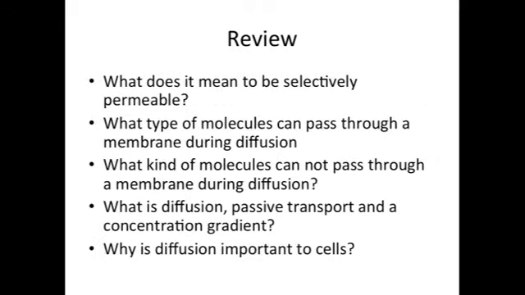But in conclusion, you want to make sure that you understand what it means to be a selectively permeable membrane, what type of molecules can pass through a membrane during diffusion, what kind of molecules cannot pass through a membrane during diffusion, what is diffusion, what is passive transport, what's a concentration gradient, and why is diffusion important in cells. If you're confused about anything, please make a note and let me know.